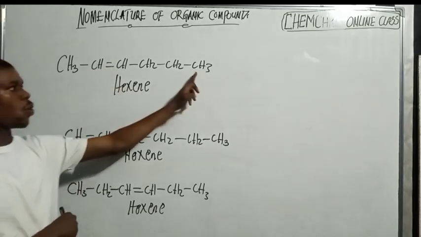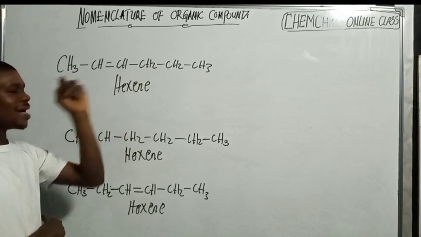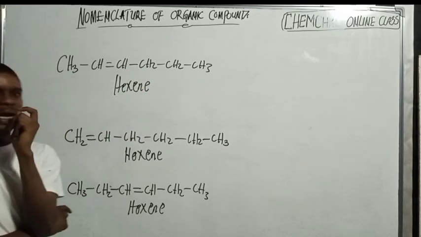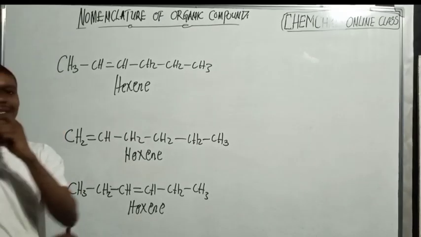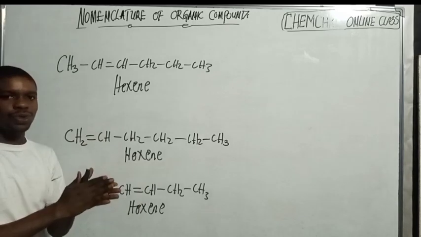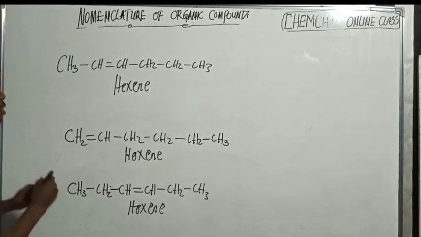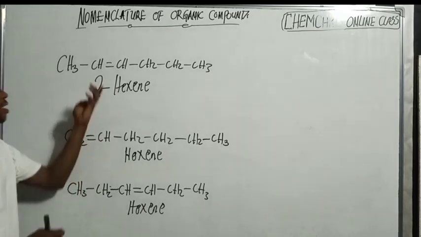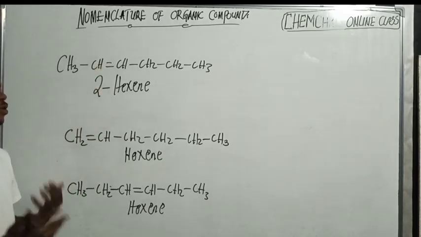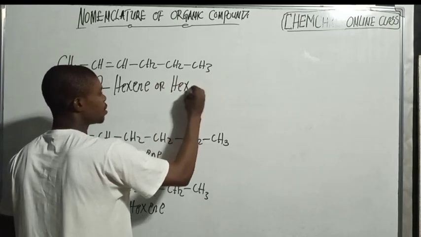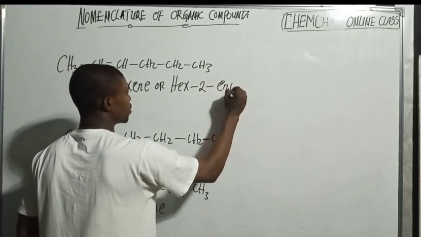These two carbons are the ones carrying the double bond. If I start from here, 1, 2, 3, 4, carbon number 4 is carrying the double bond. But when I start from here, 1, 2, carbon number 2 is carrying the double bond. So you say that the carbon atom carrying the double bond must have the lowest possible number. Of course, 2 is less than 4. So it will be 2-hexene, meaning the double bond is at carbon number 2. Now, if you want, you can say hex-2-ene.